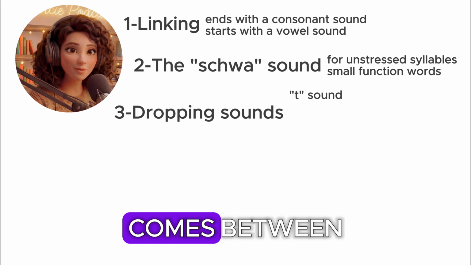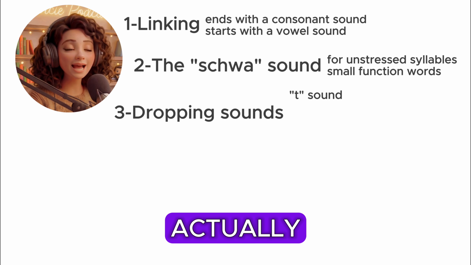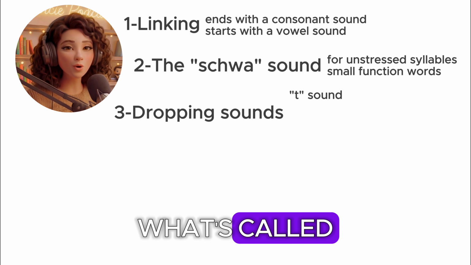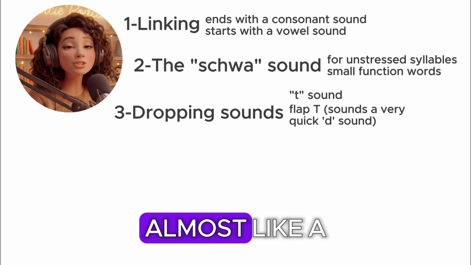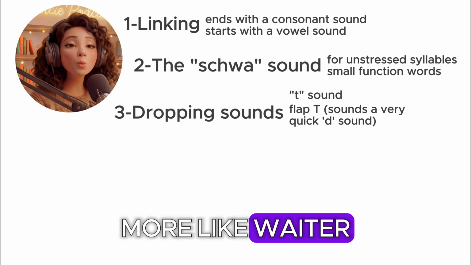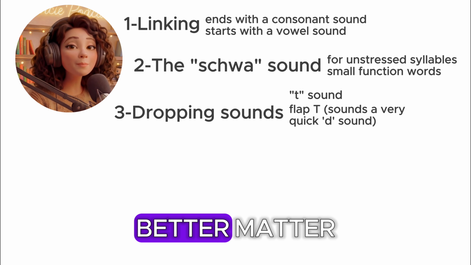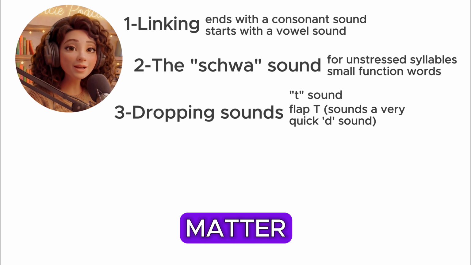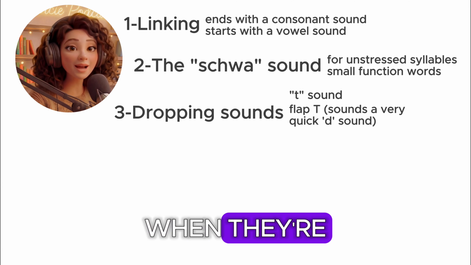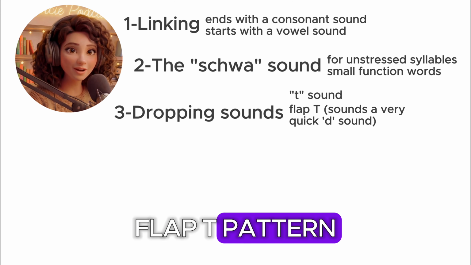When a T comes between two vowel sounds, like in the word water, we don't actually say a clear T sound. Instead, we use what's called a flap T, which sounds almost like a very quick D sound. So water sounds more like waiter. Butter sounds like budder. Better sounds like bedder. Matter sounds like madder. This is why many learners think Americans are saying D when they're actually spelling it with a T. But no, it's just this flap T pattern.